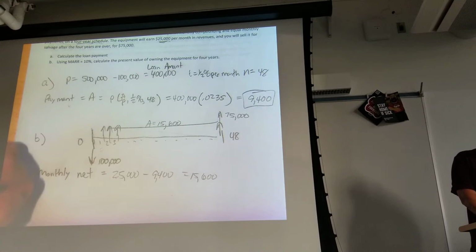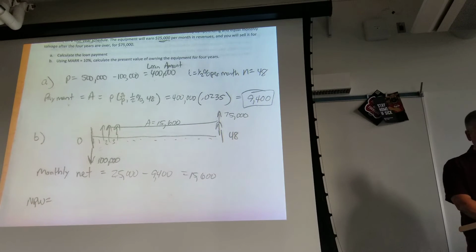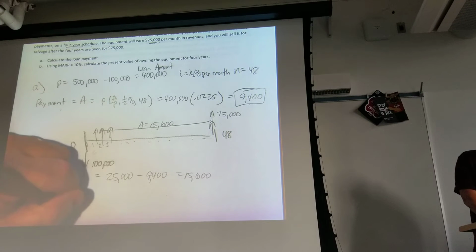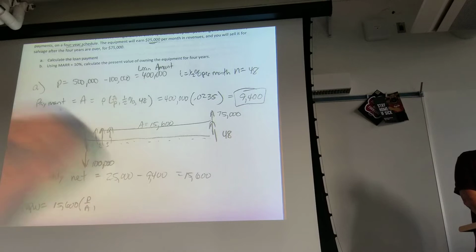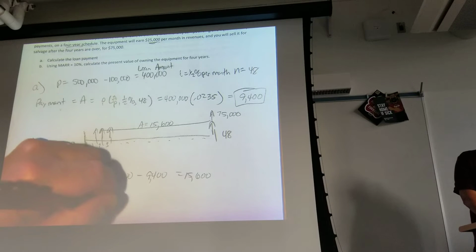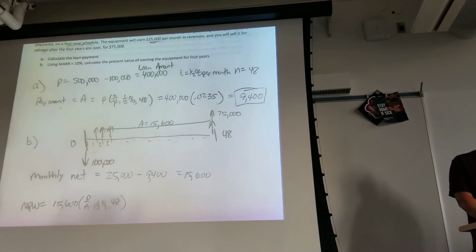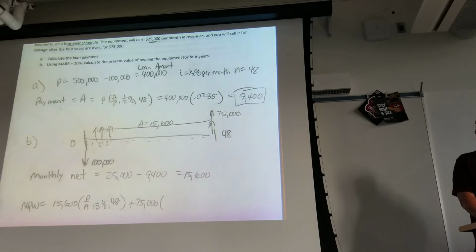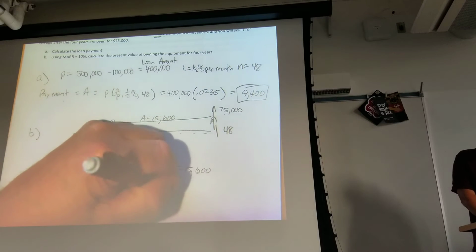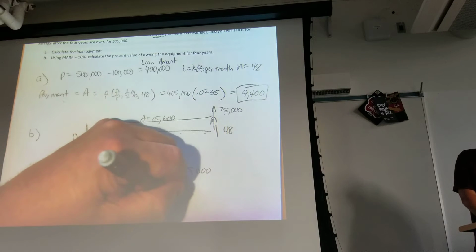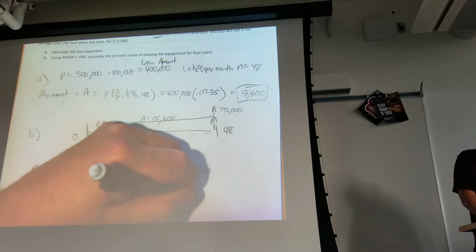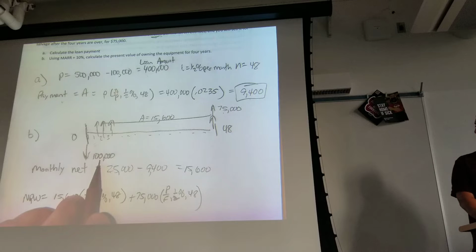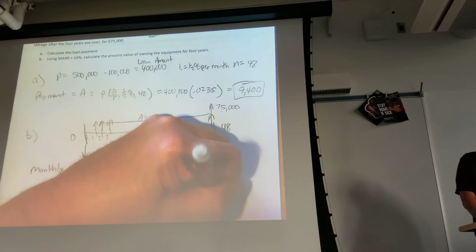Okay, so NPW. It's going to be 15,600, that's an annuity. A times P over A, 0.5%, 48. Plus the salvage. That's a single future amount F times P over F, 0.5%, 48. Minus the 100,000 is right now, so it's just minus 100,000.